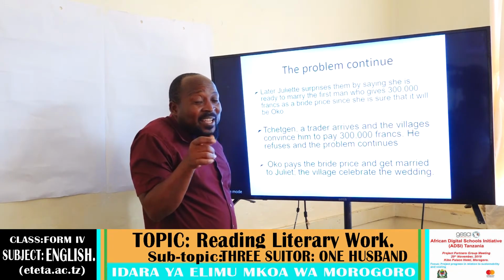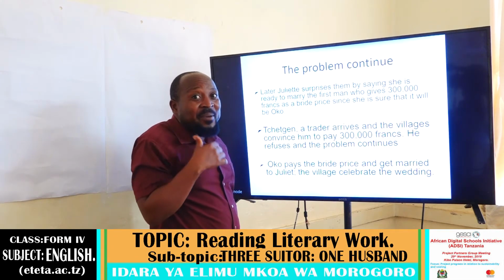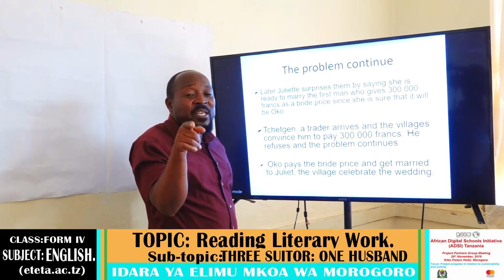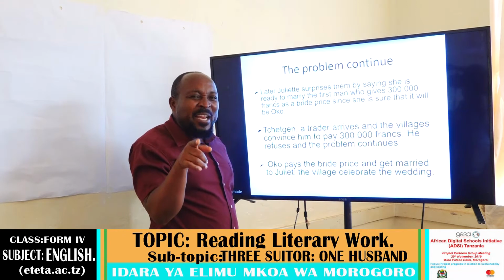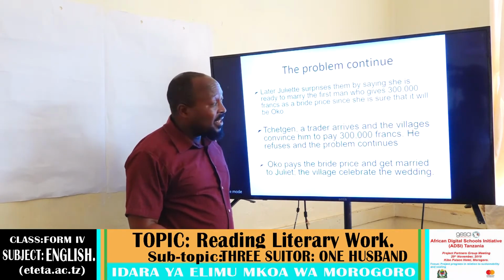It's because she has a hidden card. She stole the money. She gave the money to Oko. And so she is sure that Oko has the money. That's the hidden card from Juliet. And she announces, the first man who manages to pay 300,000 francs, I'll get married to him.